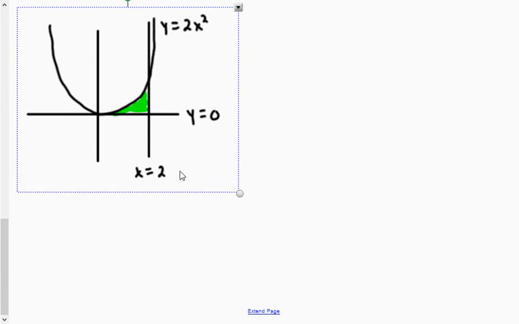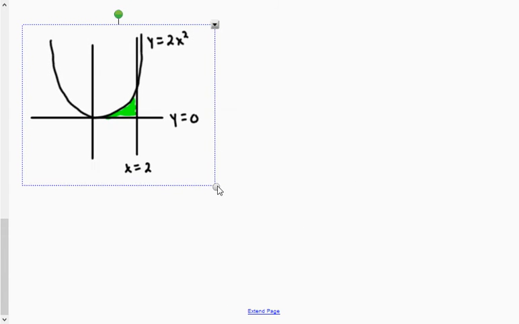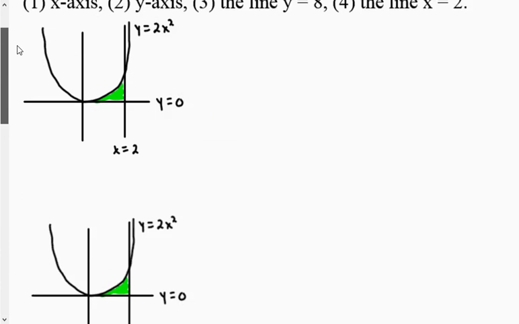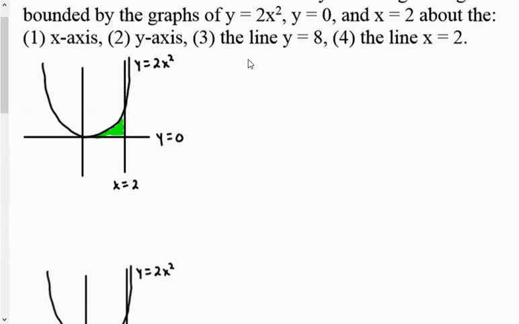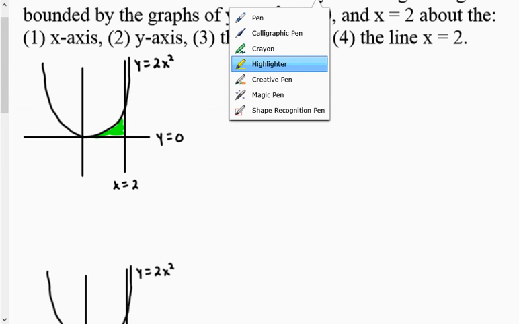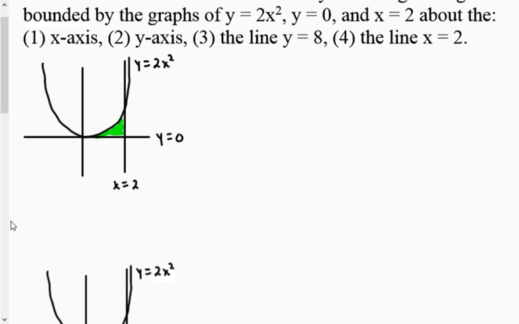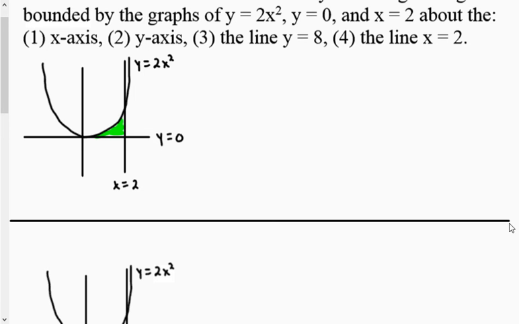Because even though we're doing the same region, we're going to get 4 different solid figures because we're revolving about 4 different things. So first off here, we're going to revolve it about the x-axis. Right, so this is part 1. We're going to revolve it about the x-axis.